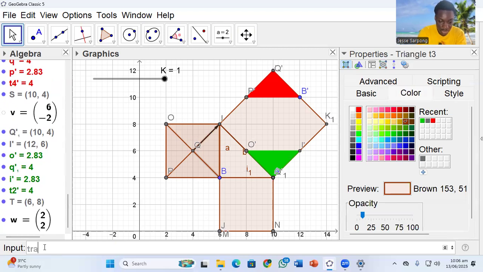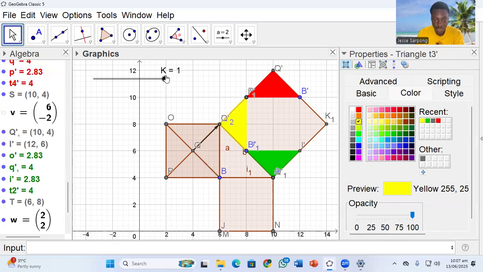So we translate object and vector. The object is T3 and the vector is W. Yes. So now we can see a new triangle over there. We change the color. I'm changing it to yellow, increase the opacity. So this is what we have.